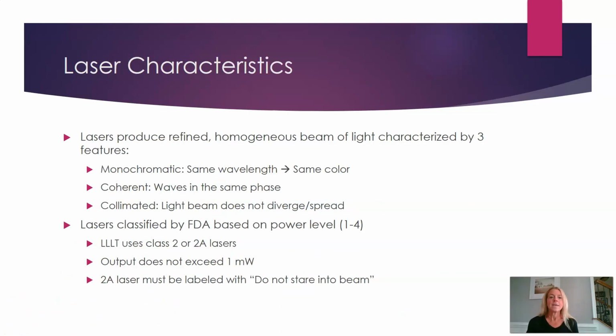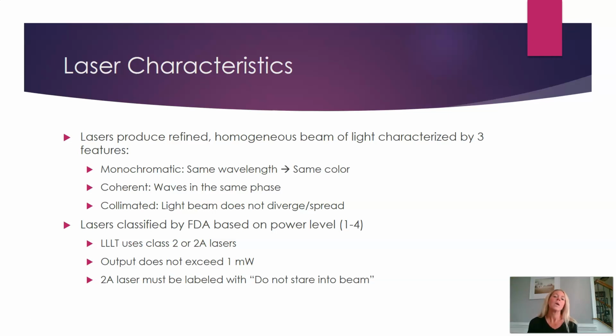So lasers, again, produce a refined, homogeneous beam that's characterized by 3 features. As we mentioned earlier, they're monochromatic, so all the light traveling within that laser is of the same wavelength, so it will all be the same color. It is coherent, meaning the waves travel in the same phase, and it's collimated, which means it doesn't diverge or spread, like we used the example of the laser pointer versus a flashlight shining on a wall.